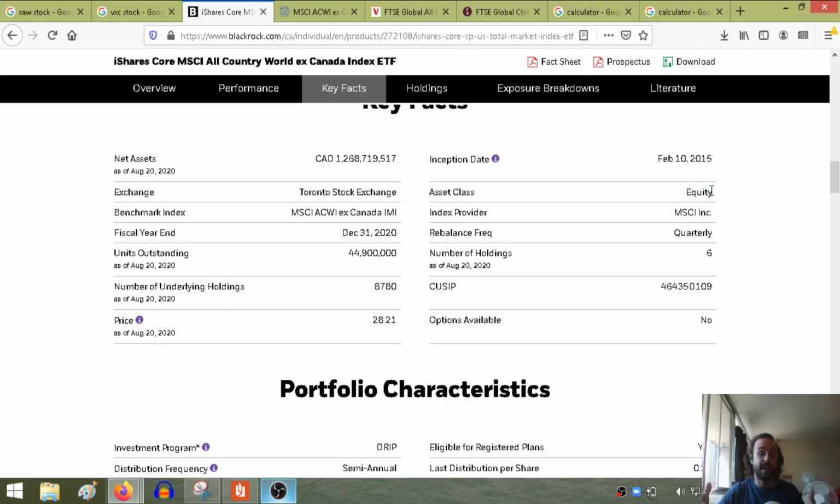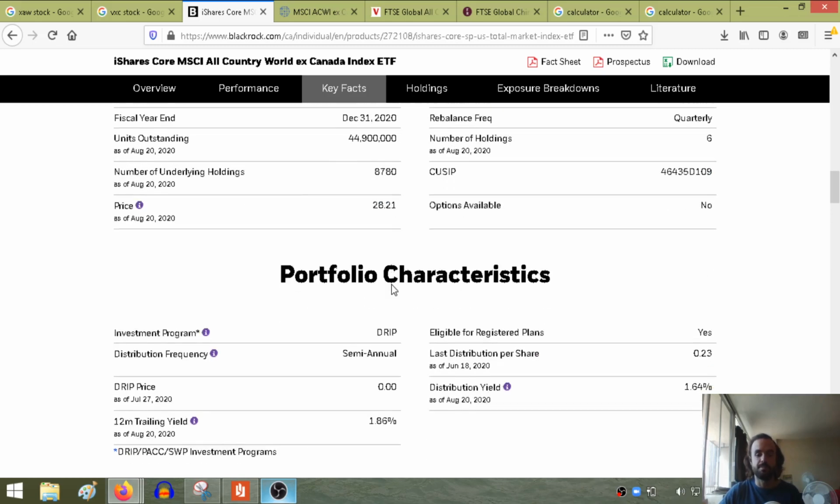It is a 100% equity again. So it is all in companies and stock. However, that is where you will see the most growth. It rebalances quarterly. Number of holdings is 6. So this is what we'll get into a bit below. One thing that I noticed that BlackRock does is a lot of their ETFs are made up of combinations of other ETFs. So we'll go through that in a moment. But that's what it means by number of holdings being 6 and then underlying holdings being this many.